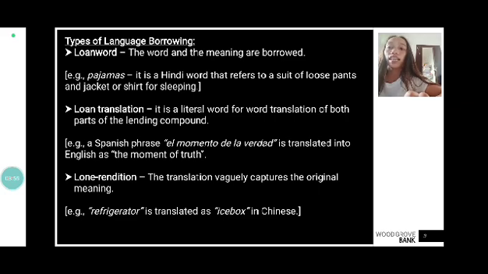For instance, refrigerator is translated as icebox in Chinese. The word here that is being translated into English is the word icebox from the Chinese language. So for us Filipino speakers, when we say icebox, it is a handy box used for storing ice, but in Chinese, it is referred to as refrigerator. So as you can see, the translated word, which is refrigerator, is unclear in capturing the original meaning, which is icebox.